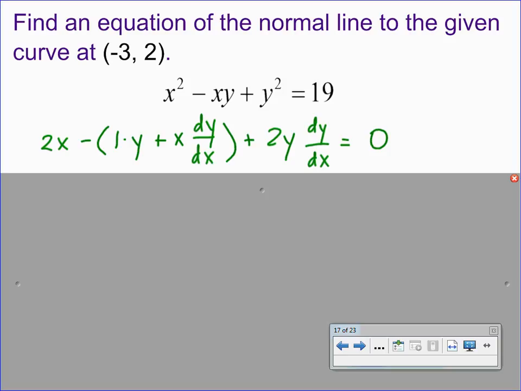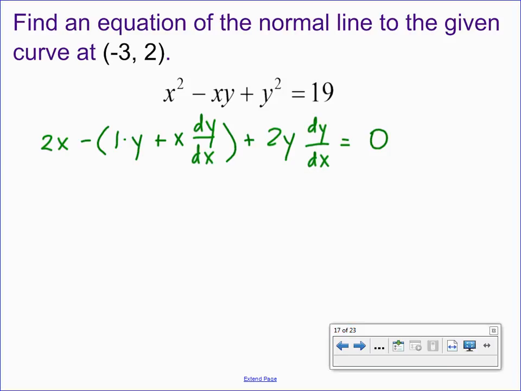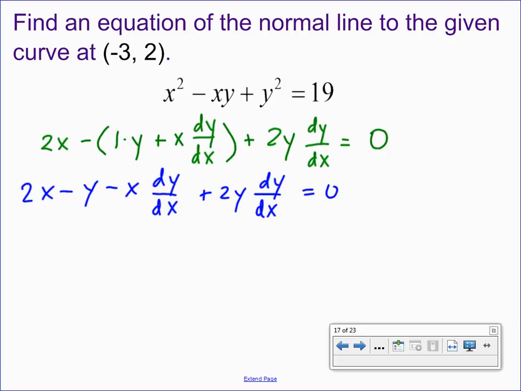equals 0. So my general scheme is to combine all the dy dx terms on one side, factor it out, and then solve by division. So let's do that after distribution of the negative sign. I get negative y minus x dy dx plus 2y dy dx. And I'll leave the dy dx terms on the left. I'm going to scooch the 2y in front. And to the right, I'm going to add over that y and subtract over the 2x.